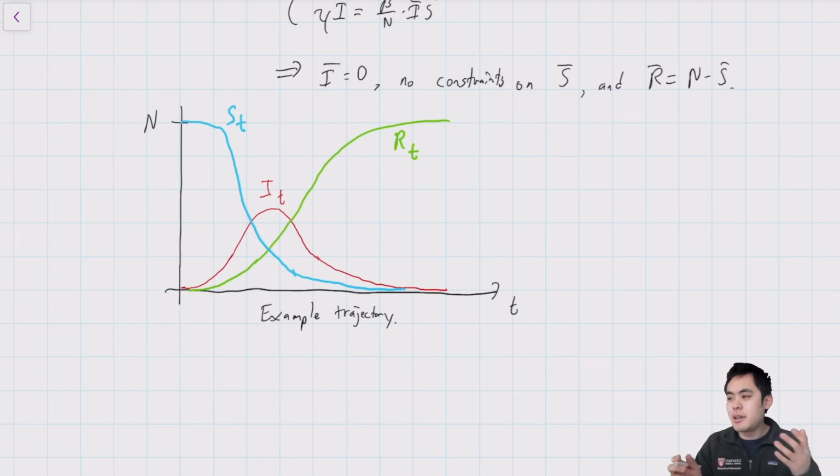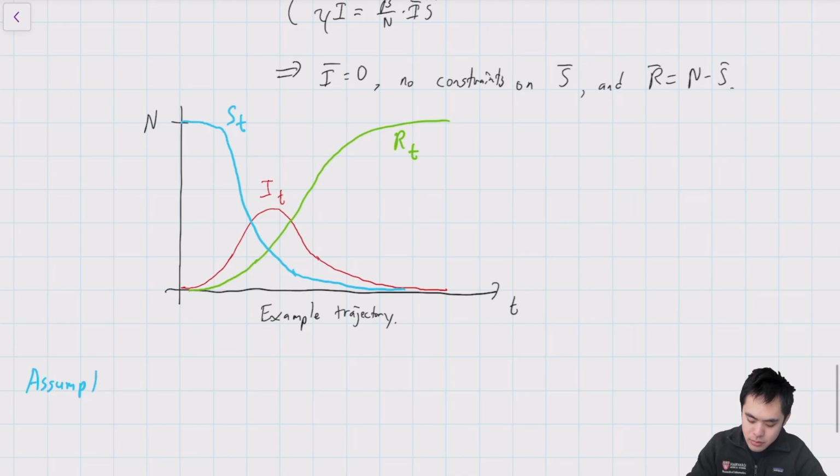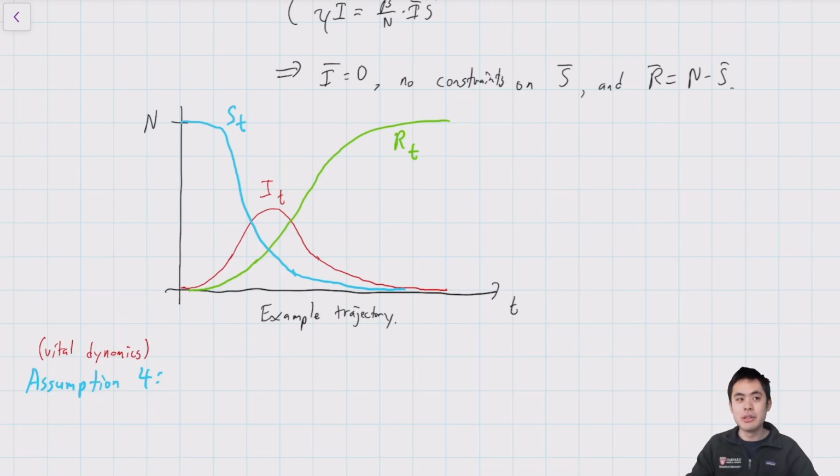But for the purposes of this class, let's go ahead and throw in another assumption, which turns out to give much more interesting equilibria and solutions, and then we'll analyze the stability of those. So let's put this down as assumption 4, and this is going to include something called vital dynamics, by which we mean life and death. So individuals are going to be born and die.